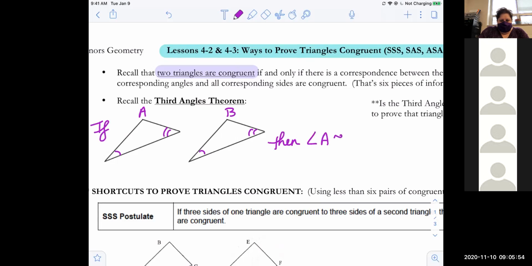So like angle A is congruent to angle B. Remember, that makes sense because they have to add to 180. So if both of them add to 180 and you take away the same amount for both of them, the leftovers have to be the same.